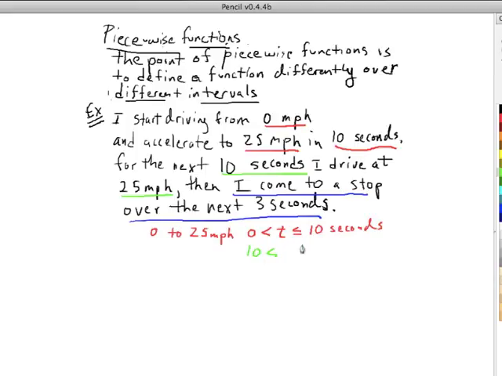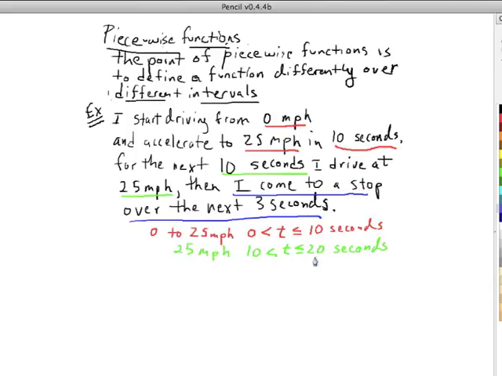as soon as a split second after 10 seconds, I stop accelerating and I'm traveling at 25 miles an hour, but it's really for the next 10 seconds, so up to 20 seconds. My speed is an even 25 miles per hour. Then I come to a stop, and we're blue now. Then I come to a stop over the next 3 seconds.